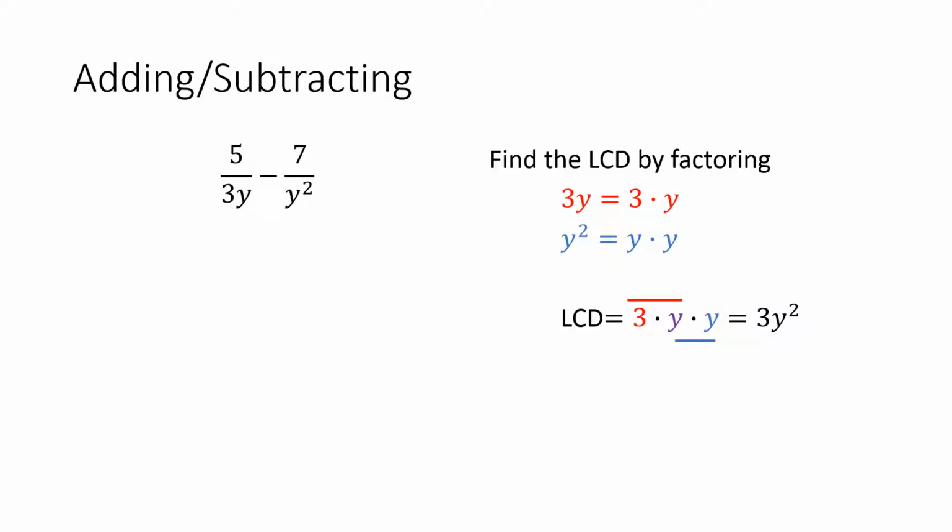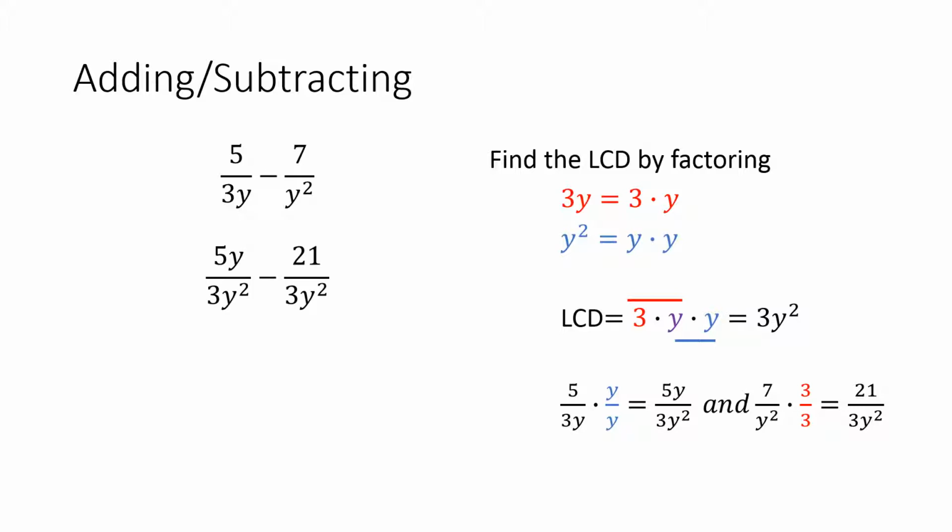Well, my first fraction, 5 over 3y, I'm going to need to multiply by y on the top and bottom. And the denominator that is y squared, all that's missing is the 3, so multiply the top and bottom by 3. And my two new fractions become 5y over 3y squared and 21 over 3y squared.